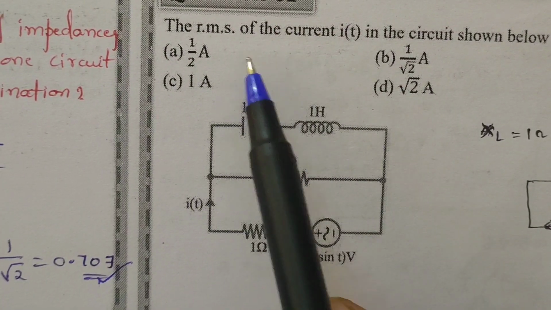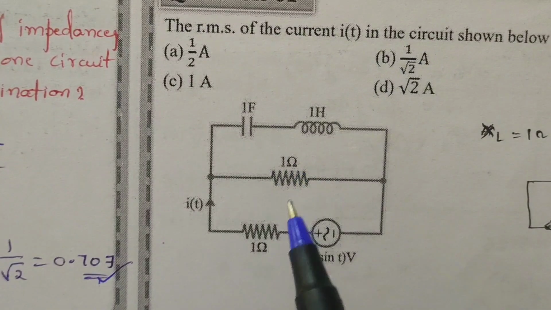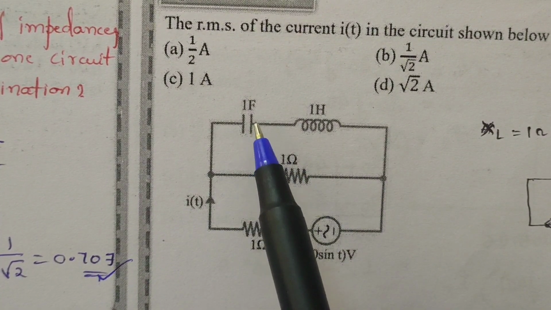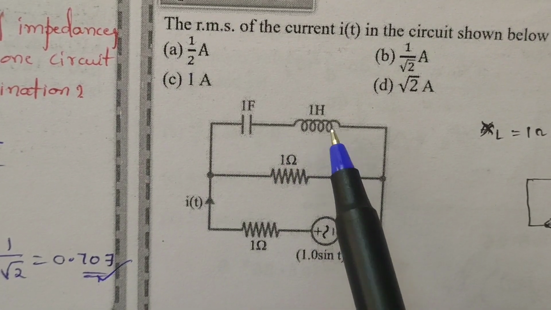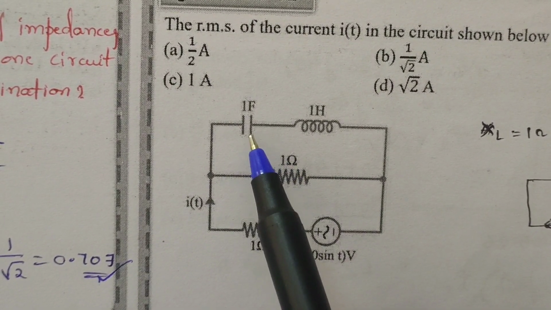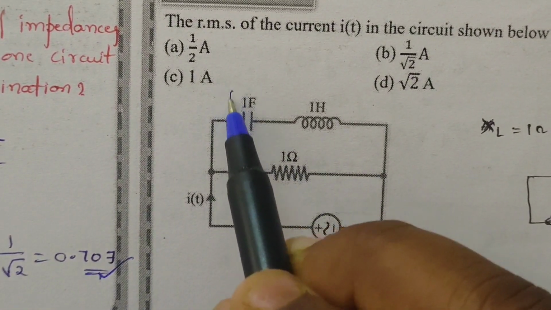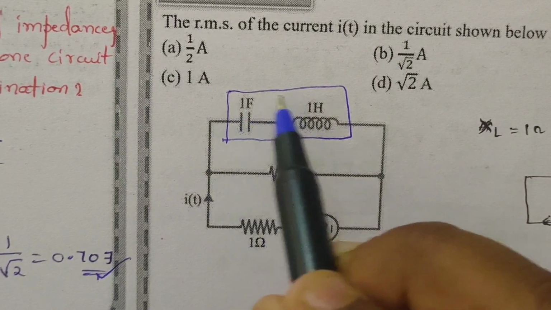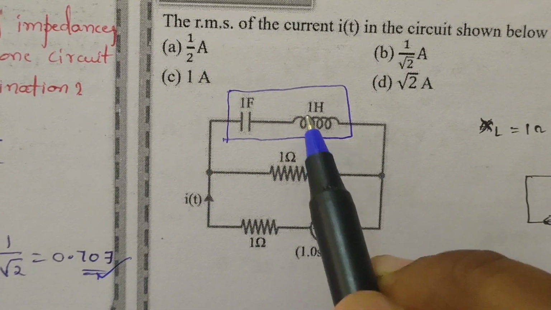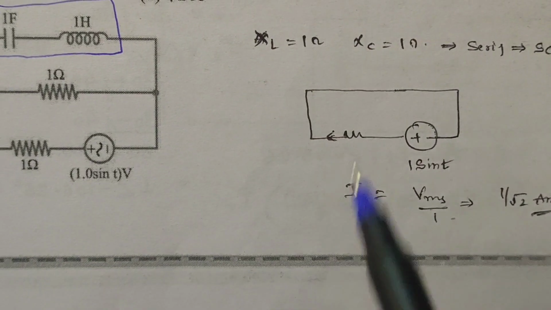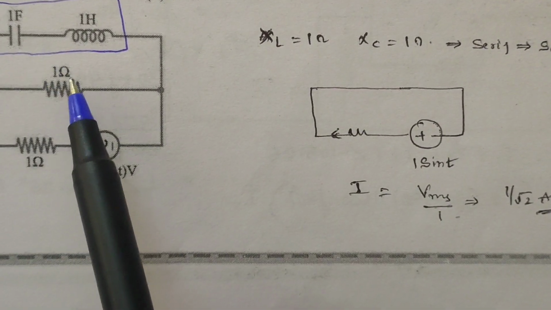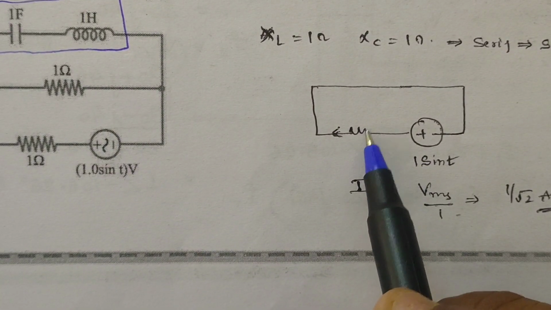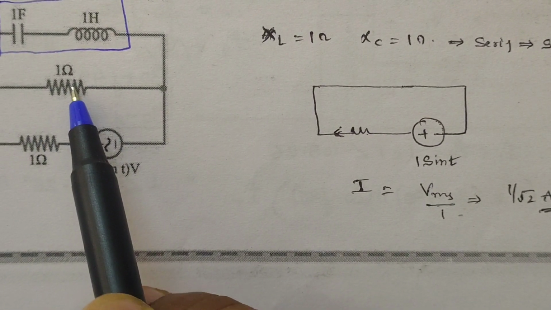In this he is asking to find the RMS current I of t. Here omega is 1. XL is equal to omega L, which you will get as 1 ohm. XC is equal to 1 by omega C, which you will get as 1 ohm. These inductor and capacitor are in series. When they have equal values, they will get short circuited. When they get short circuited, you will get the circuit like this. You will get one resistor value, and this 1 ohm resistor will be short circuited.